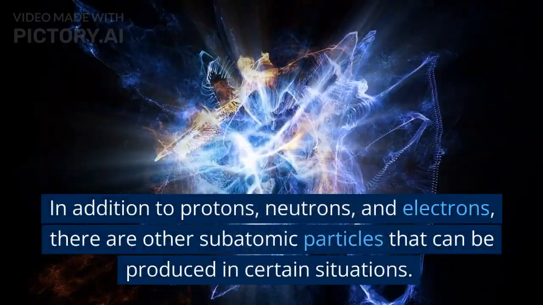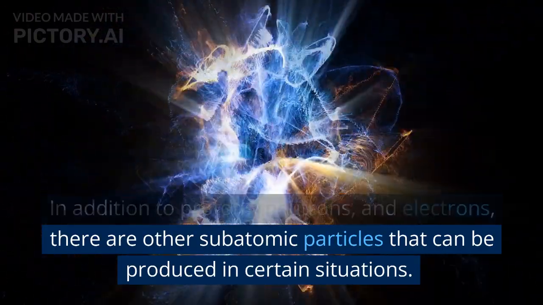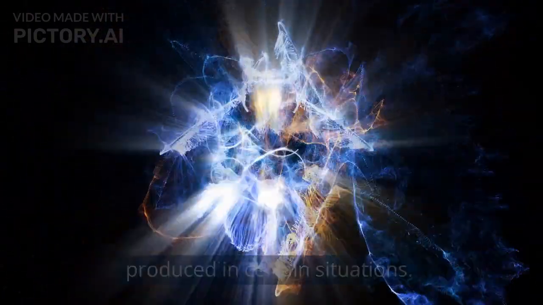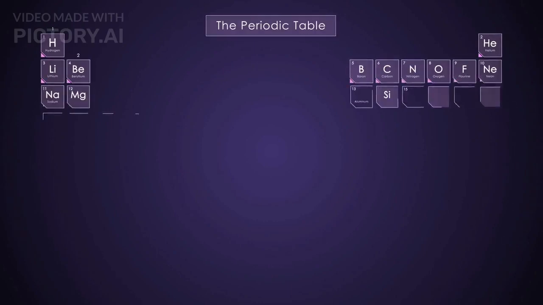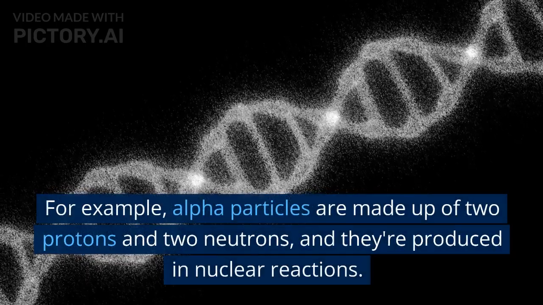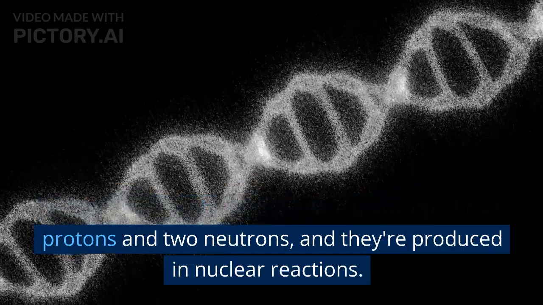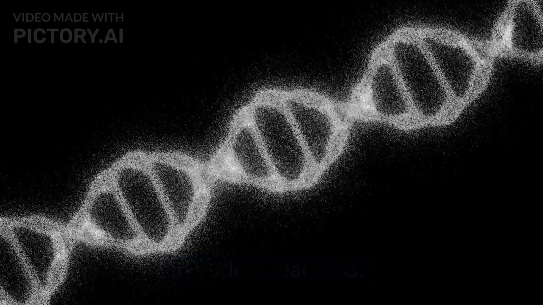In addition to protons, neutrons, and electrons, there are other subatomic particles that can be produced in certain situations. For example, alpha particles are made up of 2 protons and 2 neutrons, and they're produced in nuclear reactions.